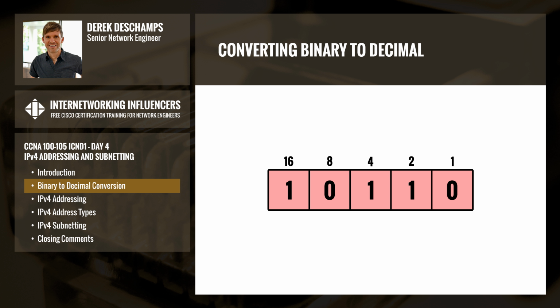So our first position from the right is worth a value of 1. Our second position is worth a value of 2. Our third position is worth a value of 4. Our fourth position is worth a value of 8. And our fifth position is worth a value of 16.